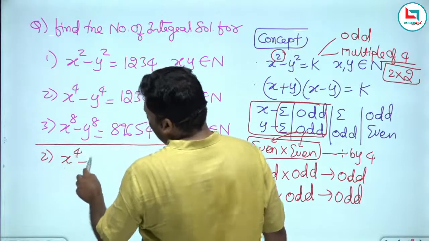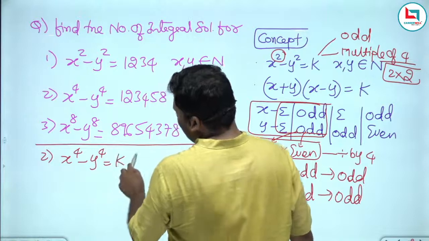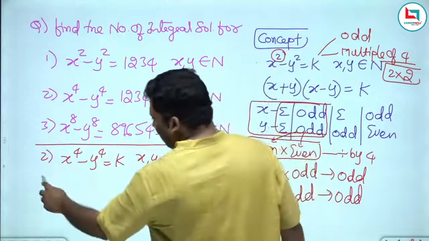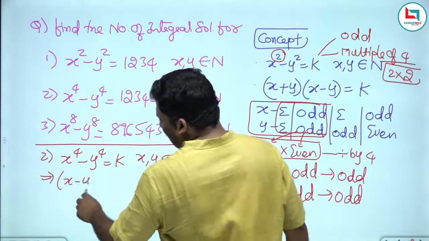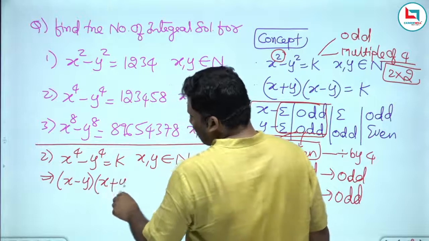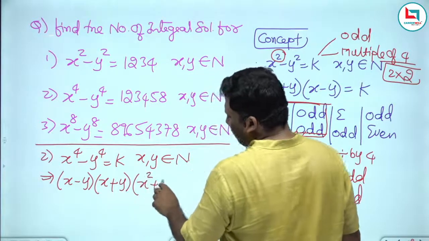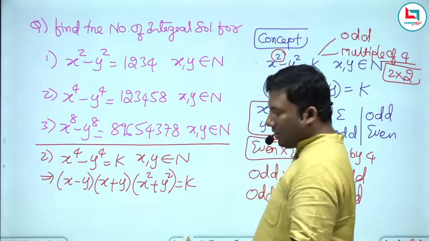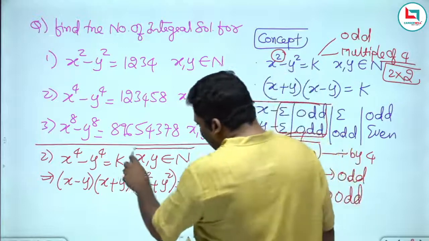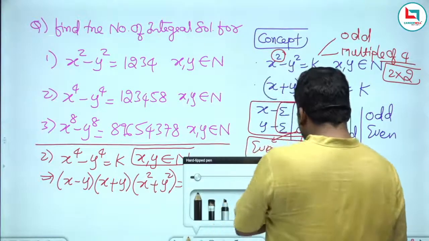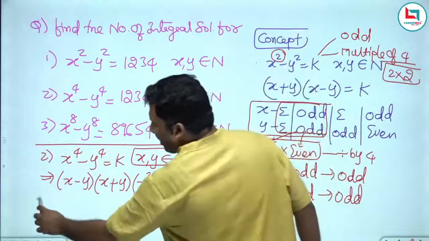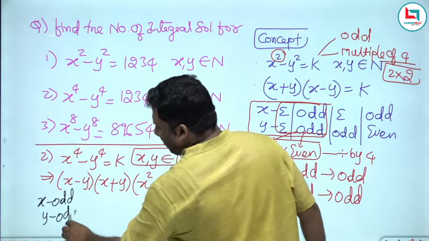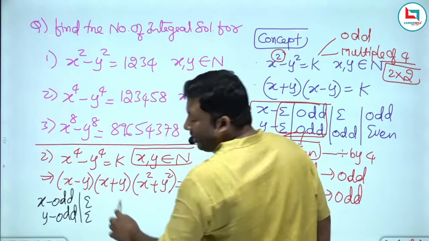x power 4 minus y power 4 equivalent to k, x and y are natural numbers. So this will be (x minus y)(x plus y)(x square plus y square) equivalent to k. x and y are natural numbers. If I take x odd, y odd, or x is an even number, y is an even number.